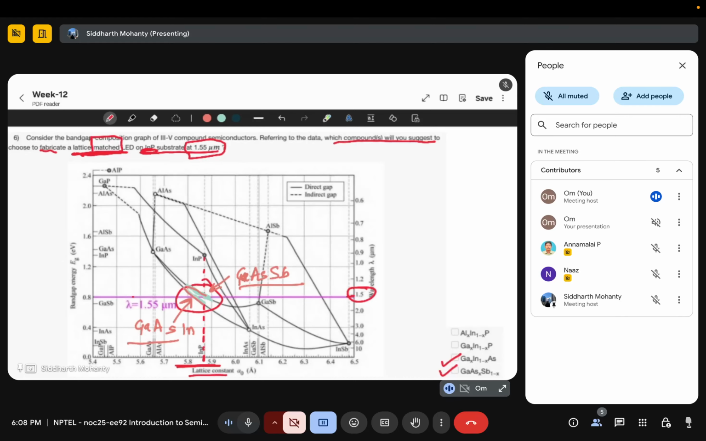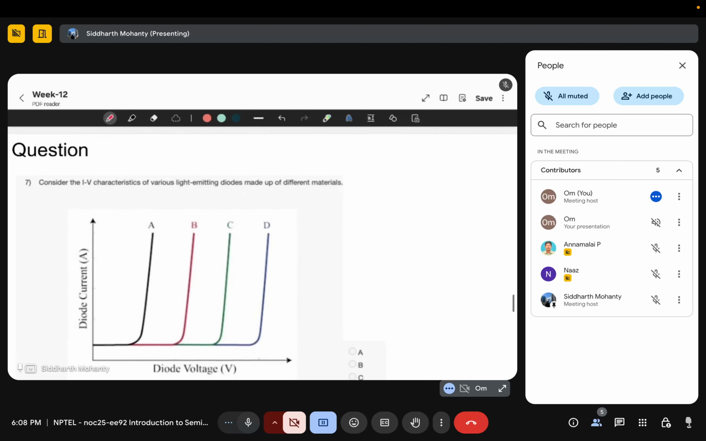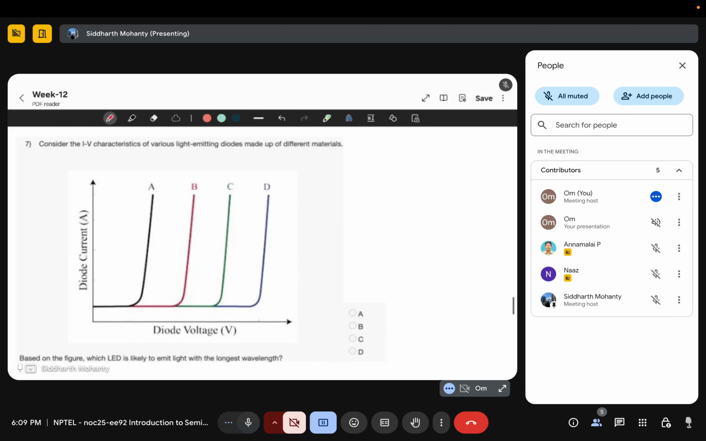Okay, let's take the next one. Consider the IV characteristics of various light emitting diodes made up of different materials. Based on this figure, which LED is likely to emit light with longest wavelength?